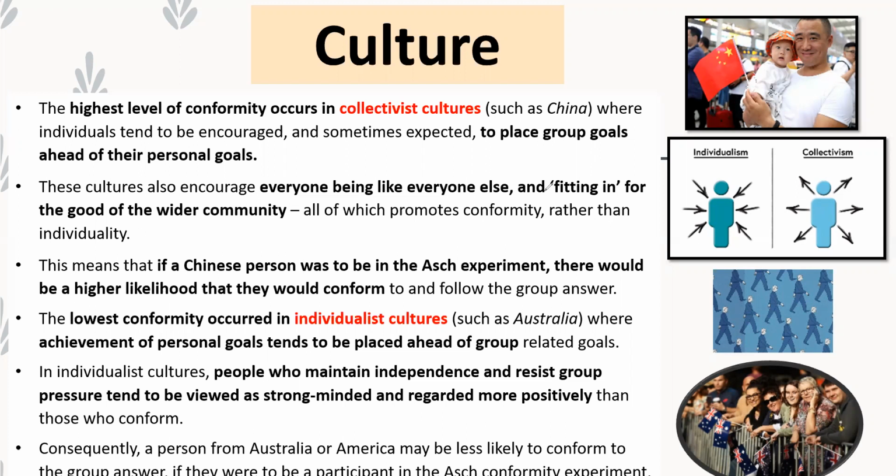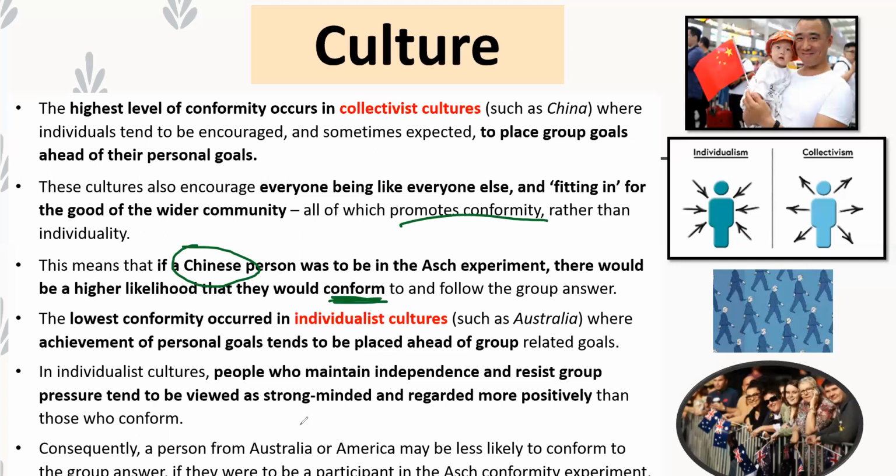Now you can imagine where conformity would be greater. Conformity would tend to be greater in countries such as China, where there's a collectivist nature, where people like to be like everyone else, and it's expected that you be like everyone else. They are promotive of conformity rather than individuality there. This means that if a Chinese person was the main participant from outside in the Asch experiment, there would be a higher likelihood that they would conform a lot more than someone from an individualist culture.